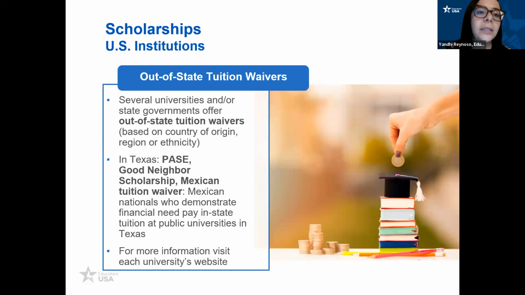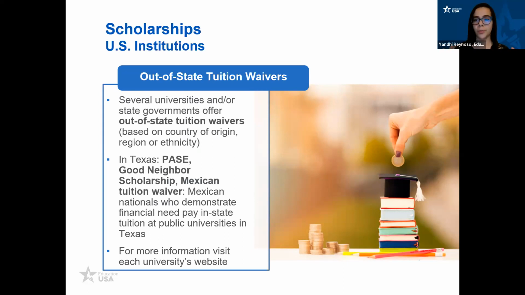Now let's talk about the types of scholarships, or the types of opportunities that US institutions can give you. So we have the out-of-state tuition waivers. Usually, when you start browsing the fees for tuition, you will get to see two types of tuition: in-state tuition and out-of-state tuition. We, as international students, are considered out-of-state tuition.